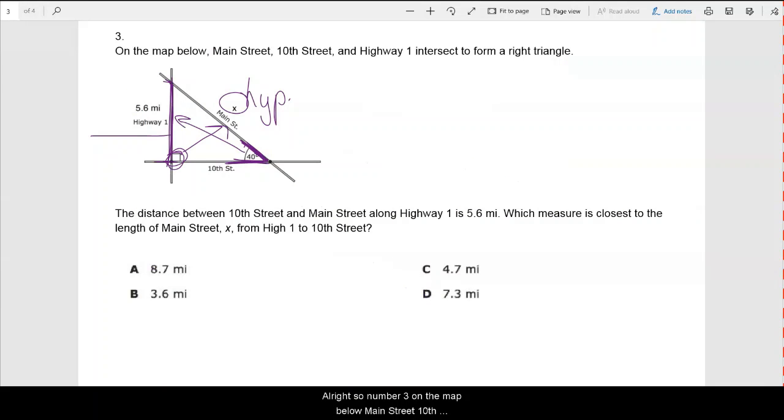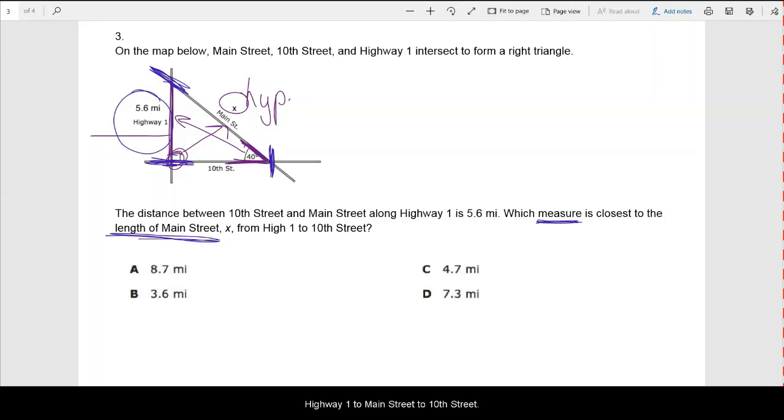On the map below, Main Street, 10th Street, and Highway 1 intersect to form a right triangle. The distance between 10th Street and Main Street along Highway 1 is 5.6 miles. So between 10th Street and Main Street, this is 10th Street and this is Main Street. So it's 5.6 miles along Highway 1. Which measure is closest to the length of Main Street from Highway 1 to 10th Street?